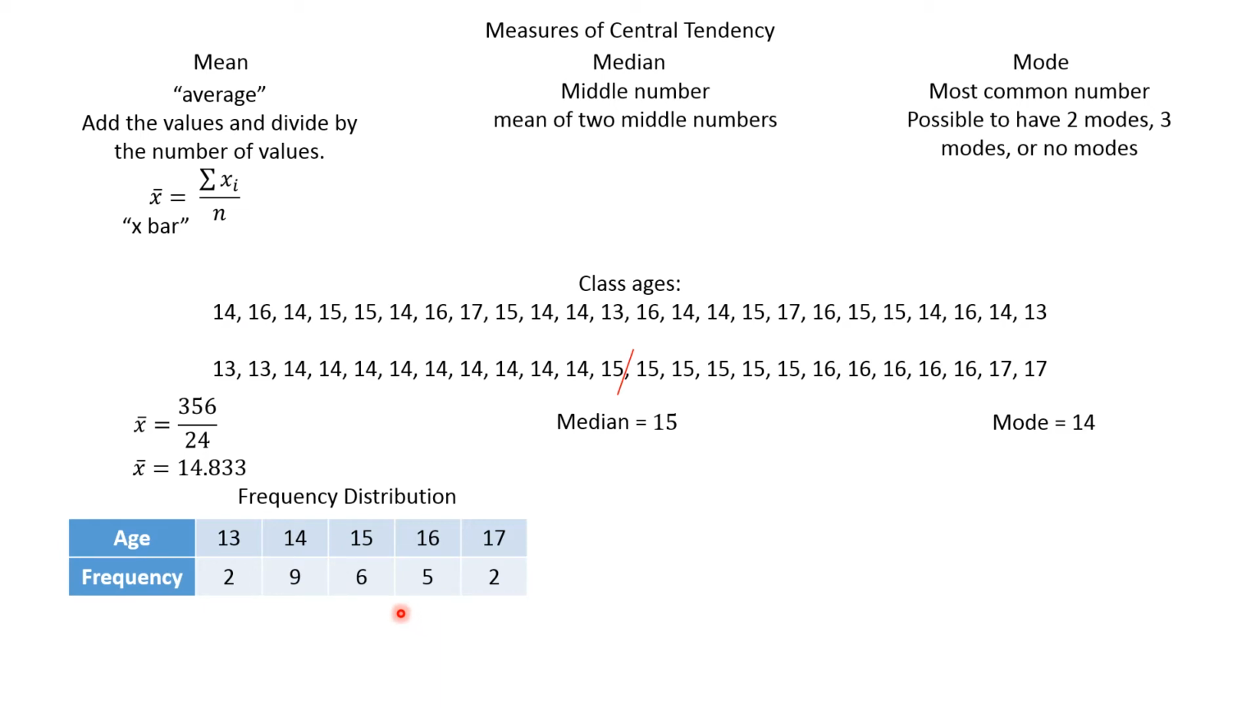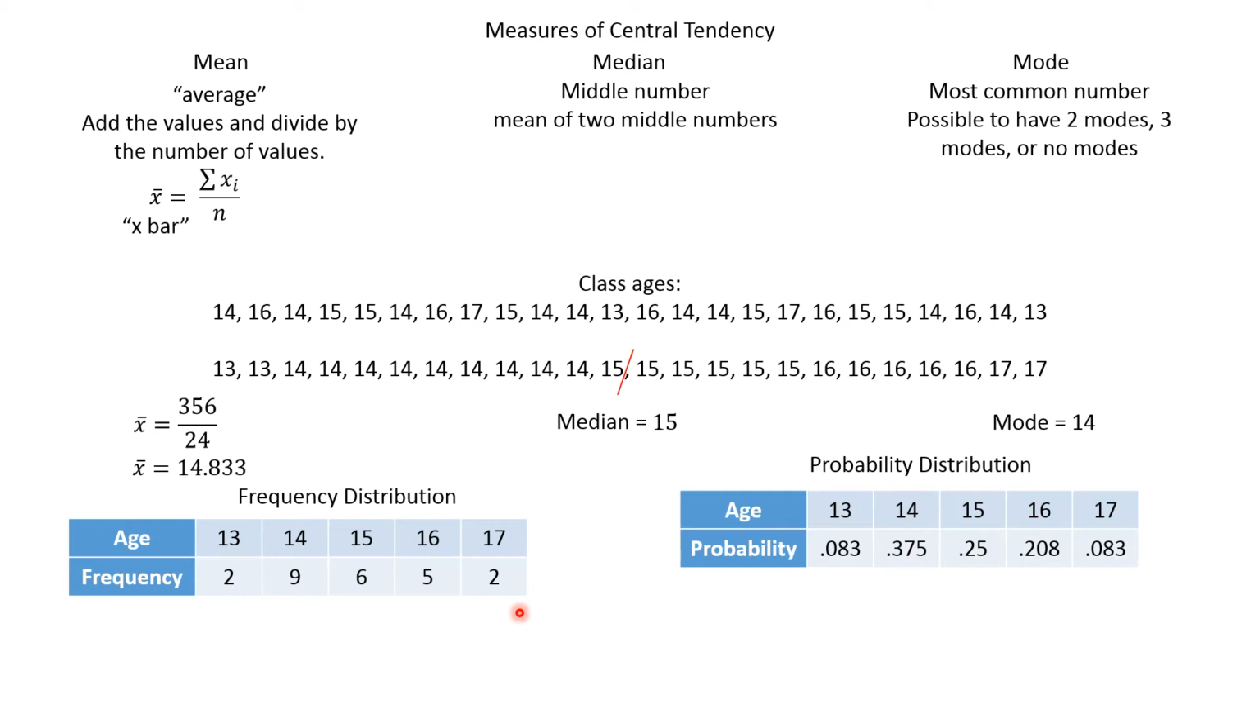The next type of distribution is called a probability distribution. It's basically the same as a frequency distribution. We just change them into probabilities. There were 24 students, so we just divide each of these by 24. So 2 over 24, 9 over 24, 6 over 24, 5 over 24, and 2 over 24 to figure out the probability of each different age. And this is what we get. Now, would we do a probability distribution with this? Probably not, but we'll see one where we will in a second.